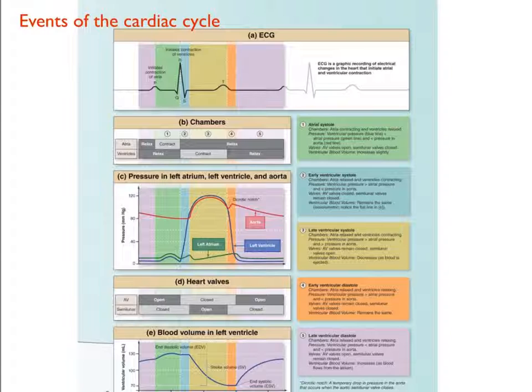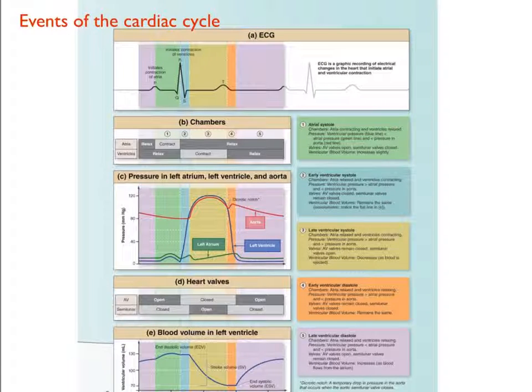So during the isovolumetric contraction of the ventricles, the AV valves are closed, and the semilunar valves are closed as well. So blood is not coming in and blood is not going out of the ventricles, thus the isovolumetric contraction. During this time, this is where we see the QRS wave in the ECG. This is when the ventricular depolarization is going to happen.